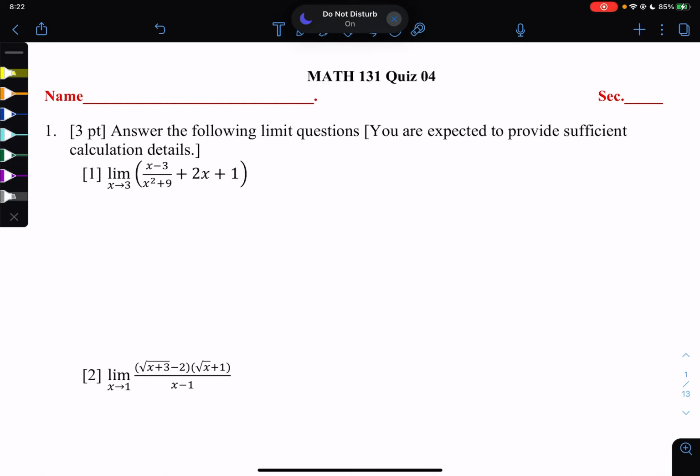So here's my explanation for the problems in quiz number 4 in case you need some extra help.